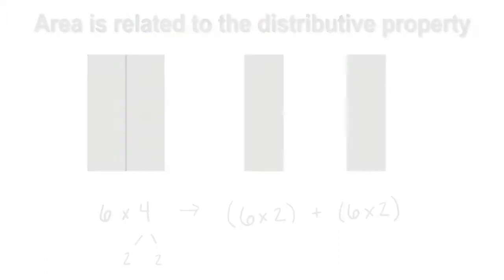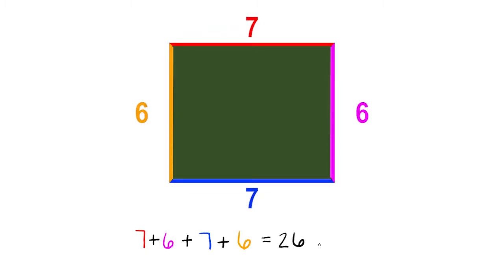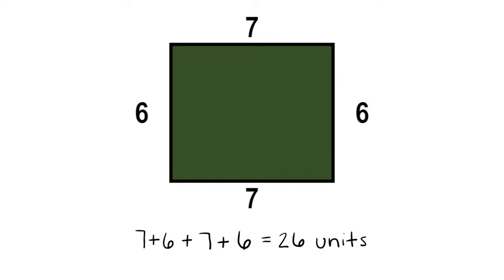Students also learned to identify perimeter by counting lengths around a shape. Then they calculated perimeter by using sides labeled with numbers. This rectangle has a perimeter of 7 plus 6 plus 7 plus 6, which equals 26 as the perimeter. The relationship between area and perimeter was discovered as students explored problem solving with both attributes.